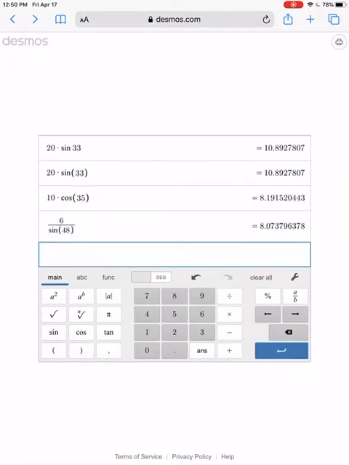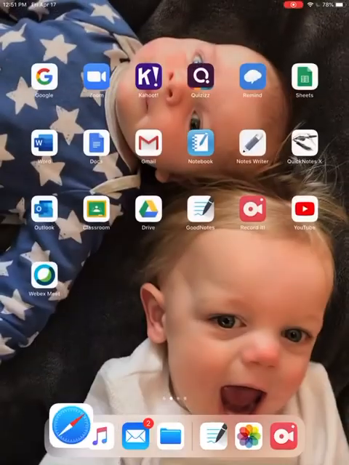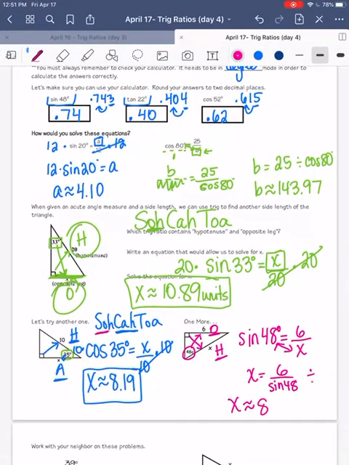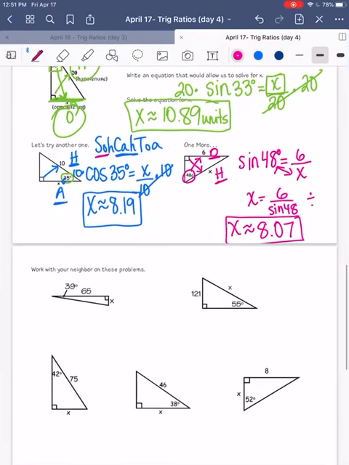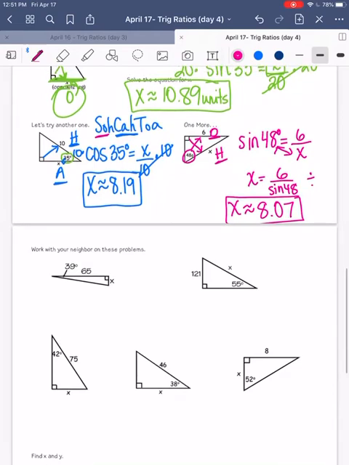Okay, so it's really not that hard because you just rely on the calculator, but you've got to know how to type it, whether it's multiplying or dividing. So 8.07. All right, let's do a couple more. I think you're probably, hopefully, starting to get the hang of things a little bit.